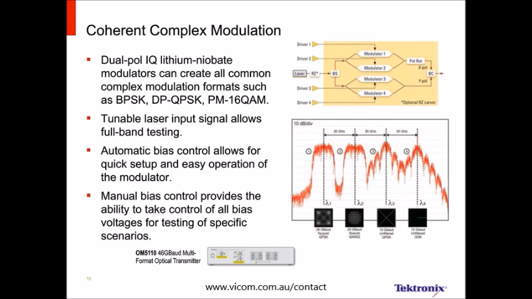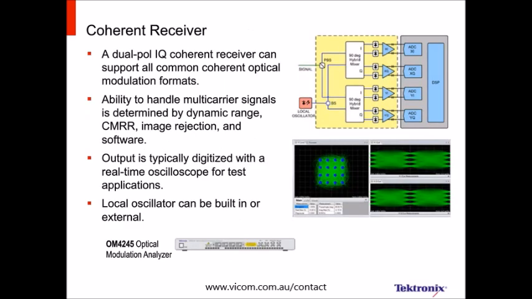Now on the receive side, this is perhaps a little more familiar, but basically what we need to do is down convert the optical signal. So we're going to bring the signal in, and it's going to get mixed with a local oscillator. So a lot of the measurements you're going to make are going to be all relative to that local oscillator.